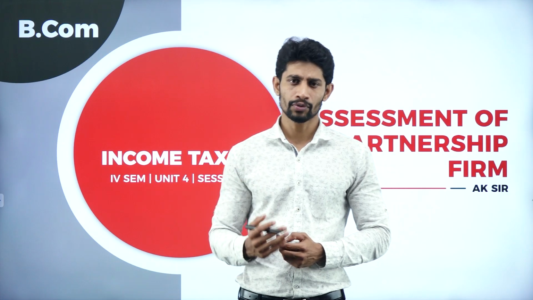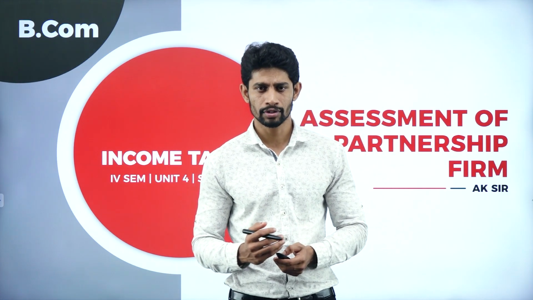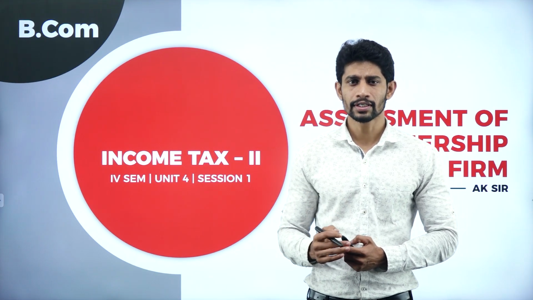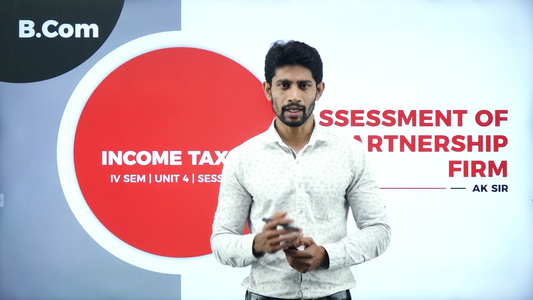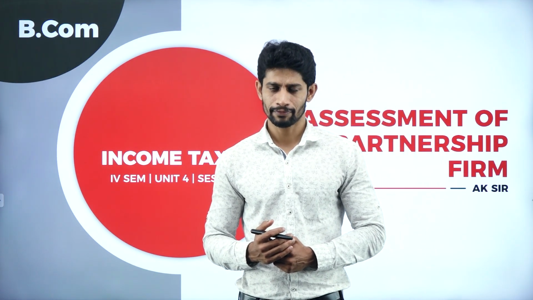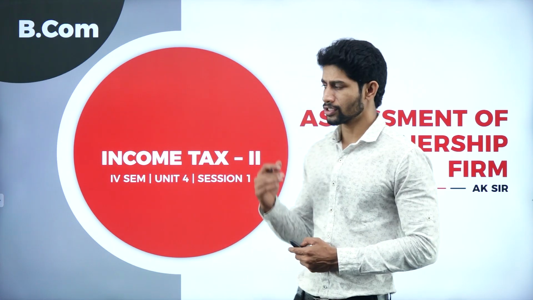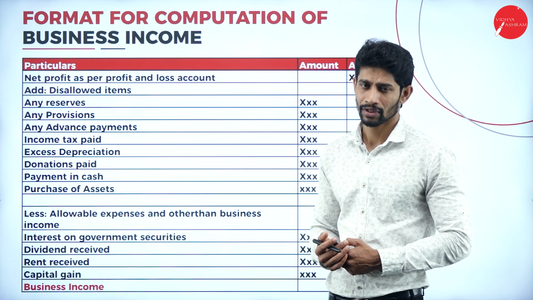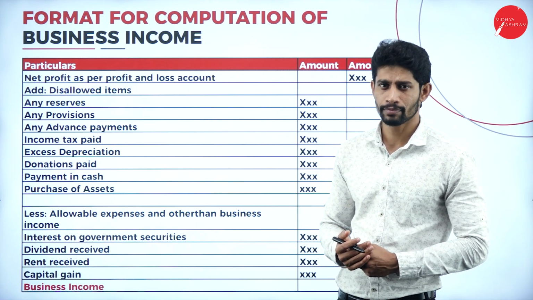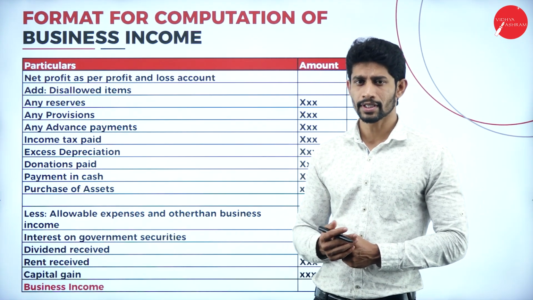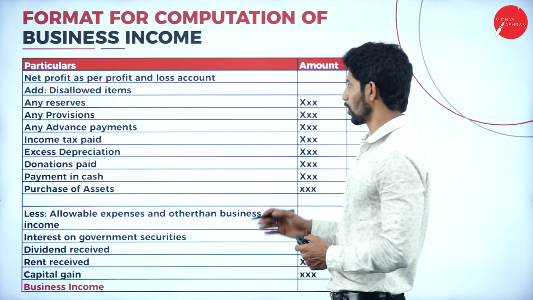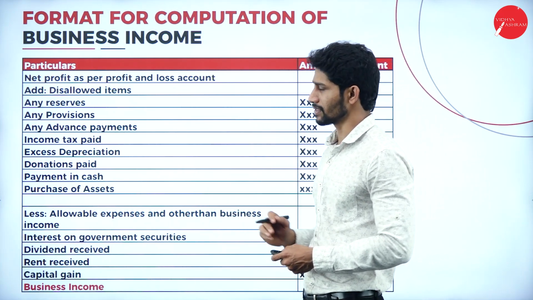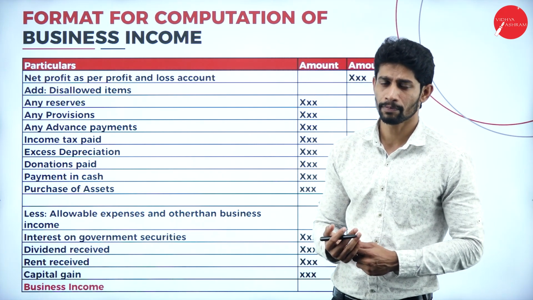Before computing the business income, total income and the tax payable under the assessment of partnership firm concept, let us know the format for computation of business income. So what is the format for computation of business income? To compute the business income, we are supposed to make 3 columns: particulars, amount, amount. First we are supposed to consider the net profit as per P&L account.